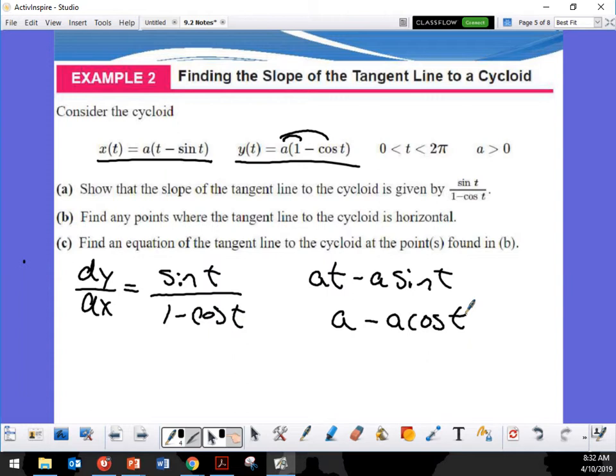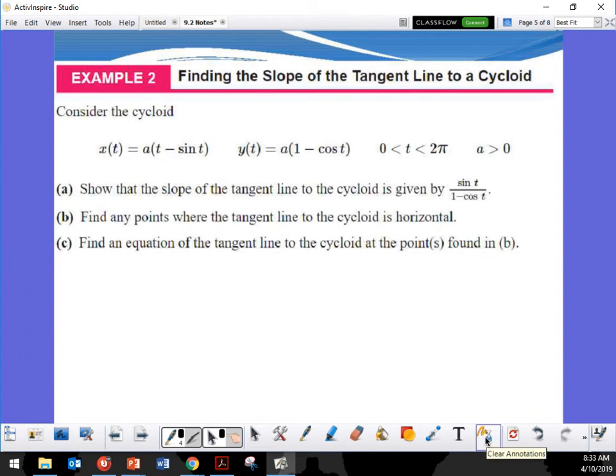So by showing that, I've shown that A had to be 1, and then I got the derivative to come out to be there. So we show that the slope of this is this. Okay, so now I have a function for this. Now I have to find any points where the tangent line to the cycloid is horizontal.